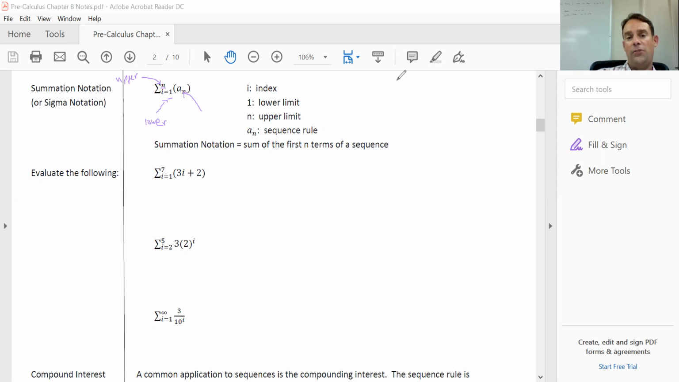So how does this work? We're going to count from 1 up to 7. So I'm going to end up with 7 terms. And this sigma notation, this summation notation means I'm going to add up 7 terms. I'm going to add all the values from term 1 to term 7. So in other words, if I plug it in, I'm going to plug my term number into my rule. So 3 times 1 plus 2. So that would be my first value. And I'm going to keep doing this for all my values from 1 up to 7.